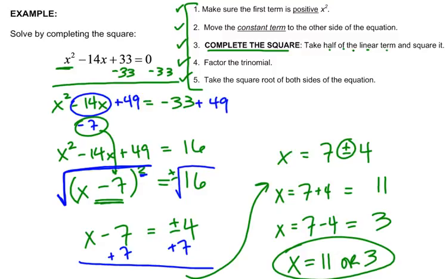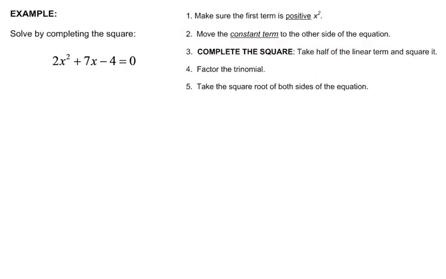All right, let's look at another example. Solve by completing the square again. Remember, we go through our steps. Our first step is to make sure the first term is positive x squared. Well, we don't have a positive x squared here. We have 2x squared. So we're going to remedy that situation by dividing everything by 2, since that 2 is being multiplied to the x squared.